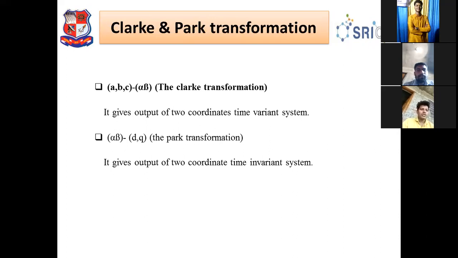Clarke and Park transformation for an induction motor. Three-phase ABC to alpha beta 0 transformation is called Clarke transformation. It gives output of two coordinates time variant systems. Alpha beta 0 to DQ transformation is called Park transformation. It gives output of two coordinates time invariant system.